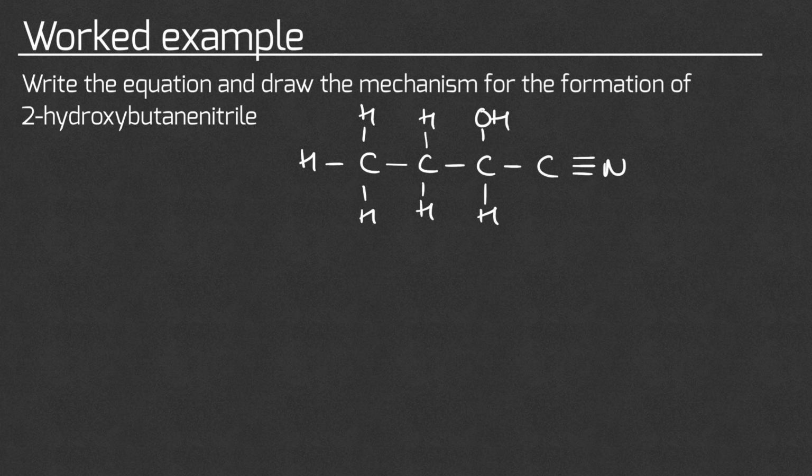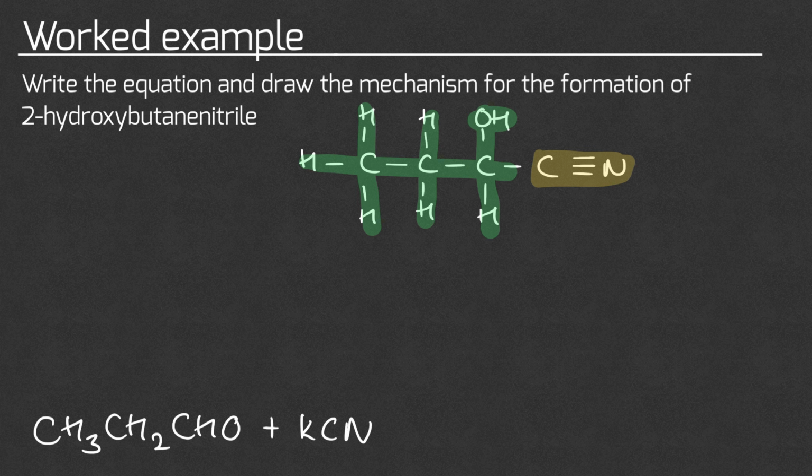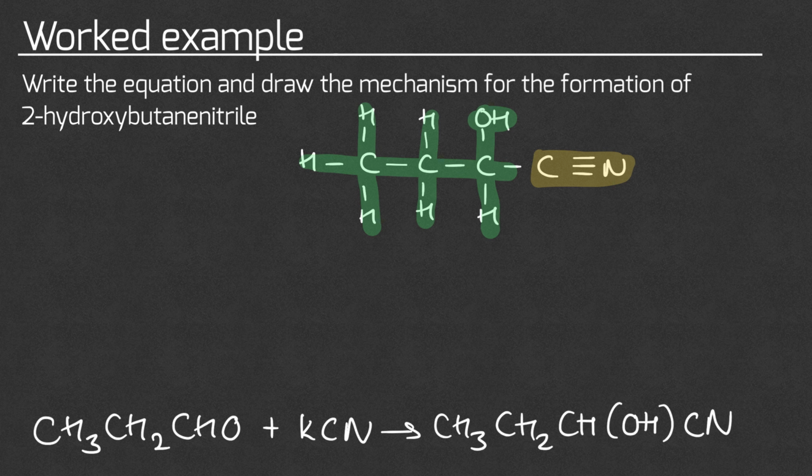We now need to decide which 2 chemicals to react together. Remembering that because we're adding a carbon, because we're adding a nitrile group, we can see, as highlighted in green, we'd need to start with something with 3 carbons, so we'd need to start off using propanal. We're going to react the propanal with the potassium cyanide and form 2-hydroxybutane nitrile. So we've written the equation, now we'll need to draw the mechanism.